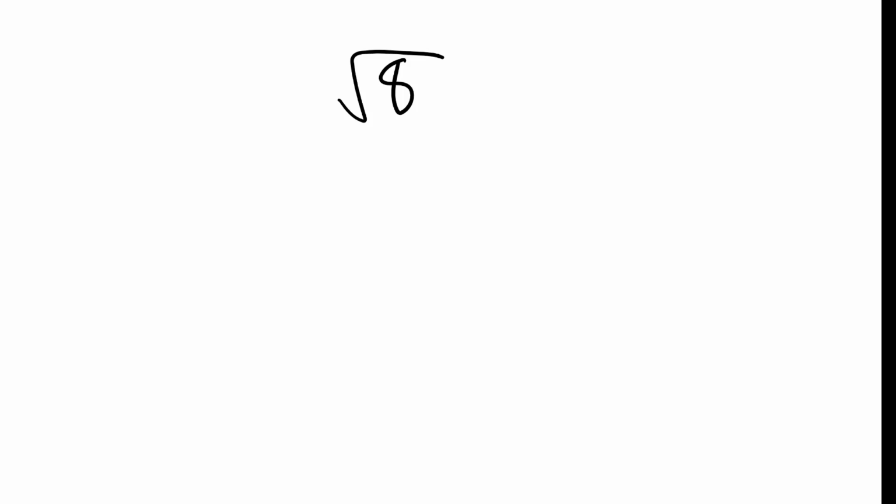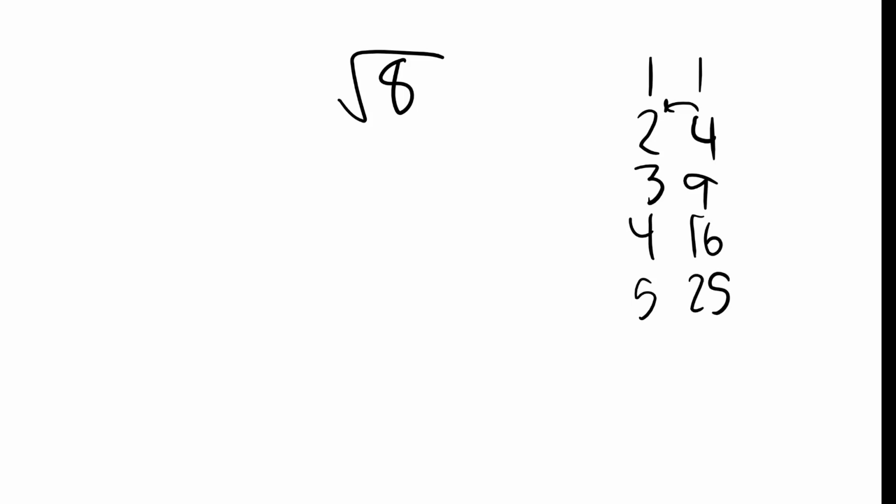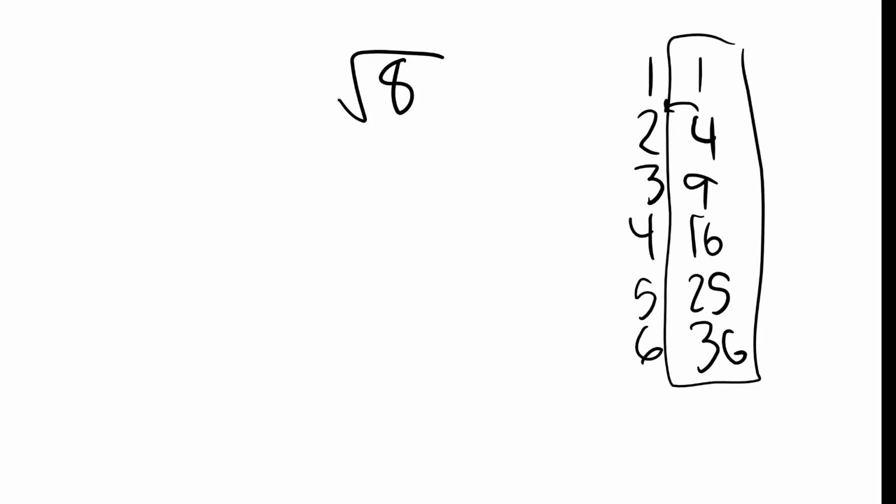When you want to take things out of a square root, you need to get something that you know the square root of. So if we build a little table of all the things we know the square root of, 1 squared is 1, 2 squared is 4, so the square root of 4 is 2. 3 squared is 9, 4 squared is 16, 5 squared is 25, 6 squared is 36. What we're looking for is if any of these perfect squares go into 8. And one of them does. 4 goes into 8 twice.